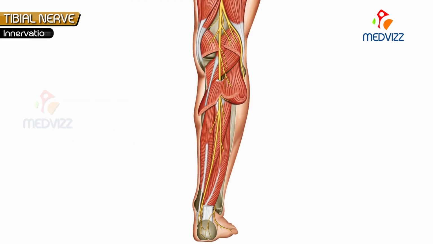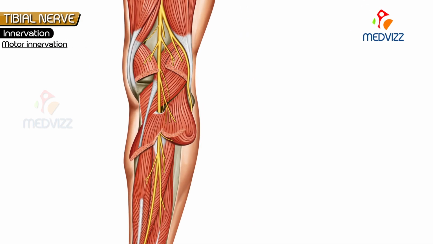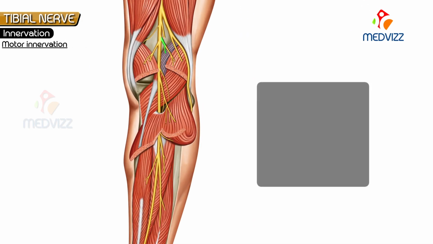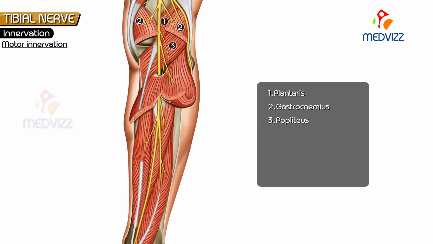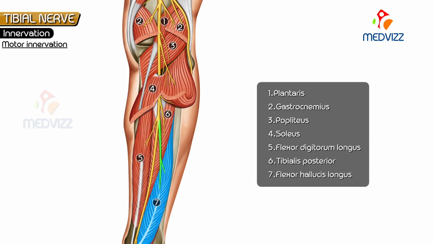What about the innervation? It has motor as well as sensory innervation. If we talk about the motor innervation, in the popliteal fossa, it innervates plantaris, gastrocnemius and popliteus. And in the leg, it gives innervation to the soleus, that is the deep part, flexor digitorum longus, tibialis posterior, as well as flexor hallucis longus. This is the motor innervation by the tibial nerve.